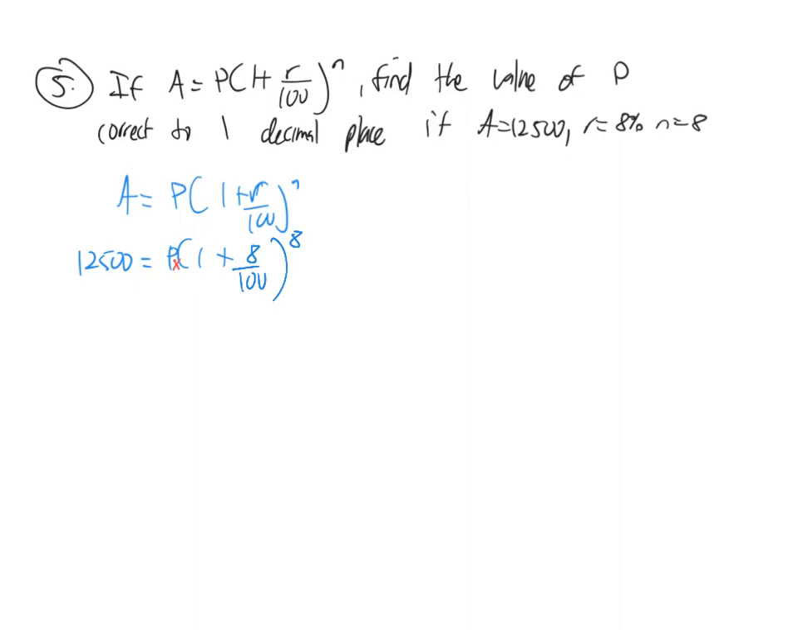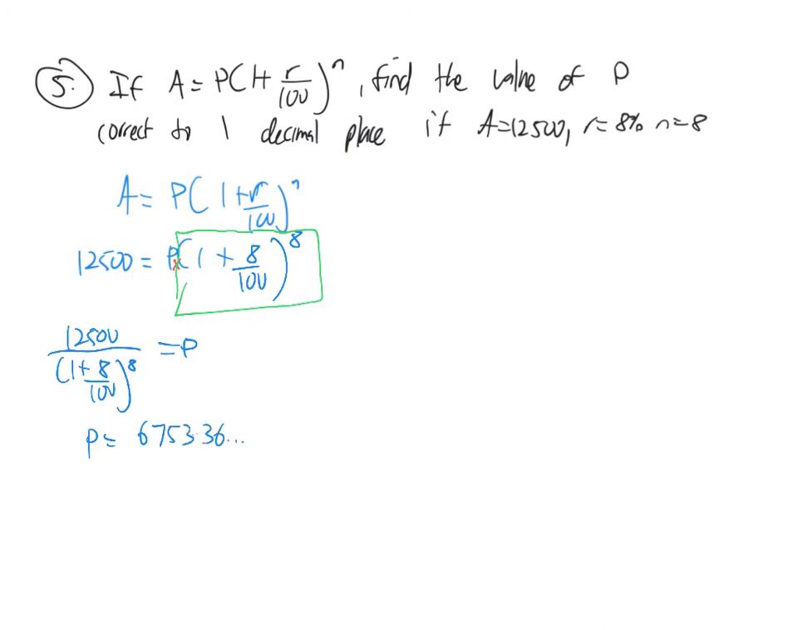Now it might look very weird, but to get P by itself, we're actually going to divide by all this. So 12,500 over 1 plus 8 on 100 to the power of 8 will be P. So just type that up. So that is P equals 6753.36 and so on. It says 1 dp, so it's approximately 6753.4. That's my answer for P.